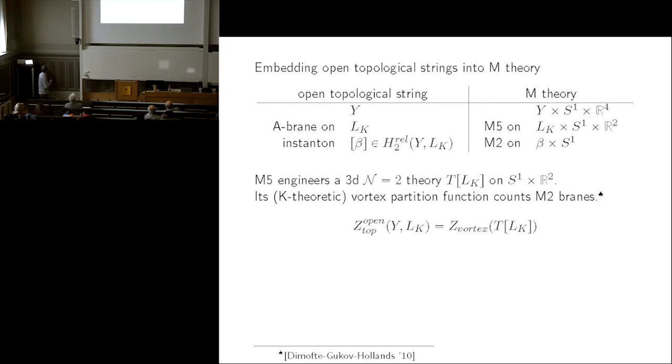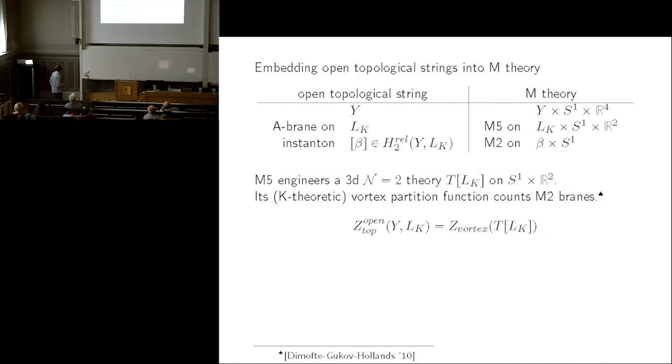In particular, the five-brane wrapping a three-manifold is well known to engineer a 3D N=2 theory known as T[LK]. It lives on S^1 × R^2. And Dimofte, Gukov, and Hollands argued that the vortex partition function of T[LK] is in fact the same as the open topological string partition function on the conifold with the non-conormal brane.